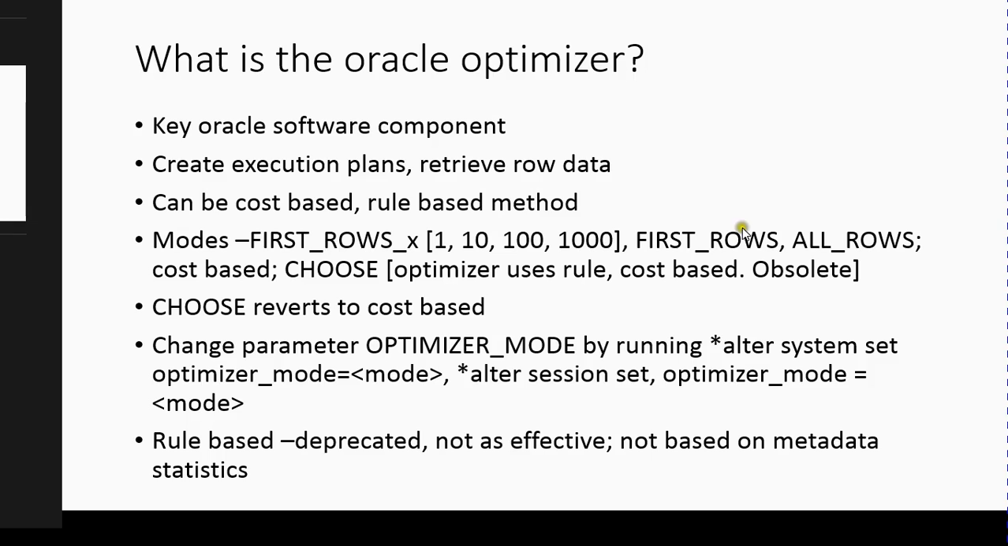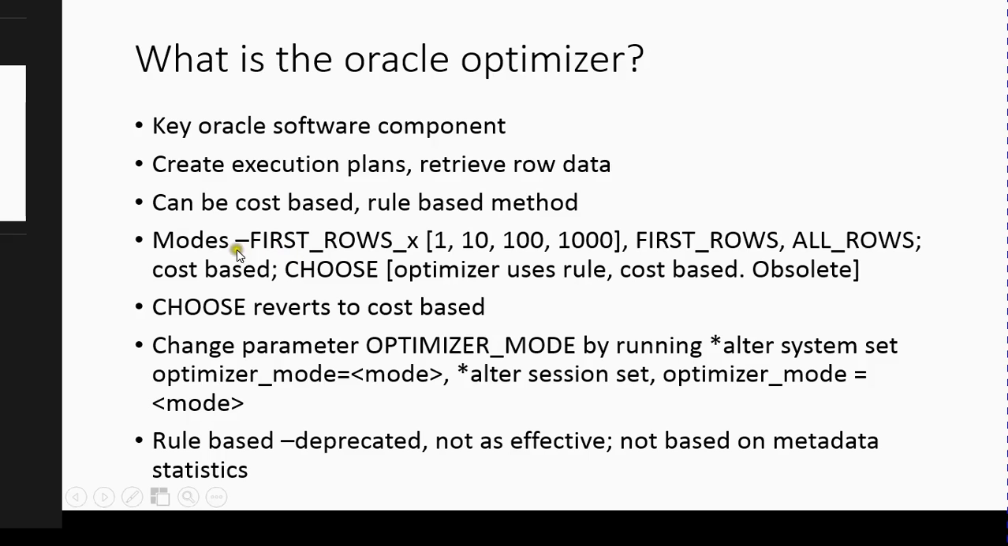So in terms of the Oracle Optimizer, you have two methods that you can use. You have the cost-based method to perform the execution plan and retrieve the raw data, and you also have the rule-based method. Again, I'm going to go into details on what these two are.